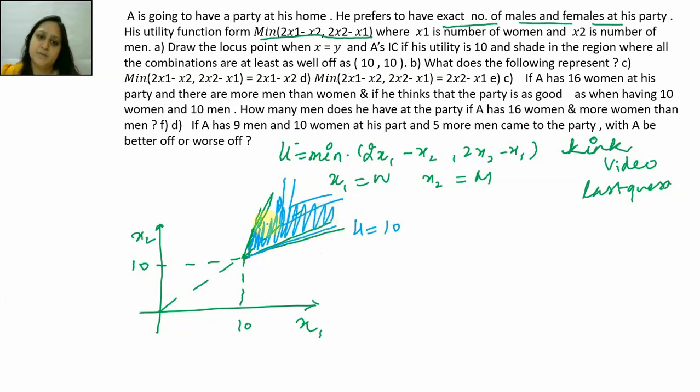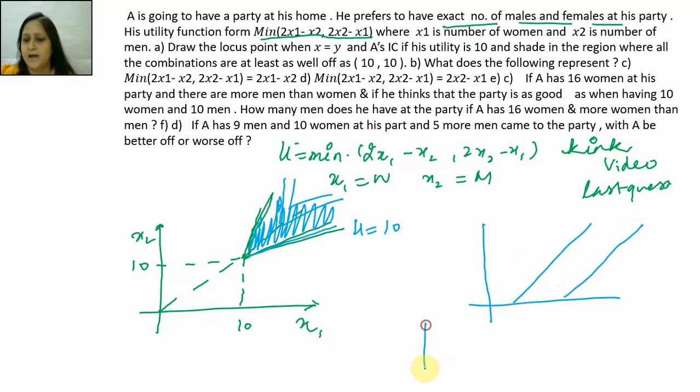What does it represent? These represent all the points where A's utility is minimum 10, meaning men and women are at least 10 or more. Because if it is less than 10, the utility will be less than 10 and we come down; we are not here. We are in the region where the utility is at least 10 or more. See, the minimum of 2x1 minus x2, 2x2 minus x1 is what we had made, if you remember, in the last video. So this is my curve for the D part, and these are my curves for the E part.